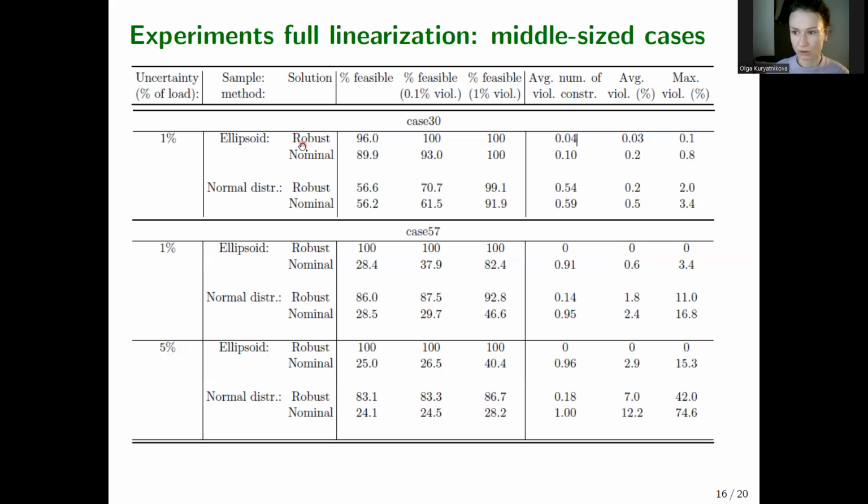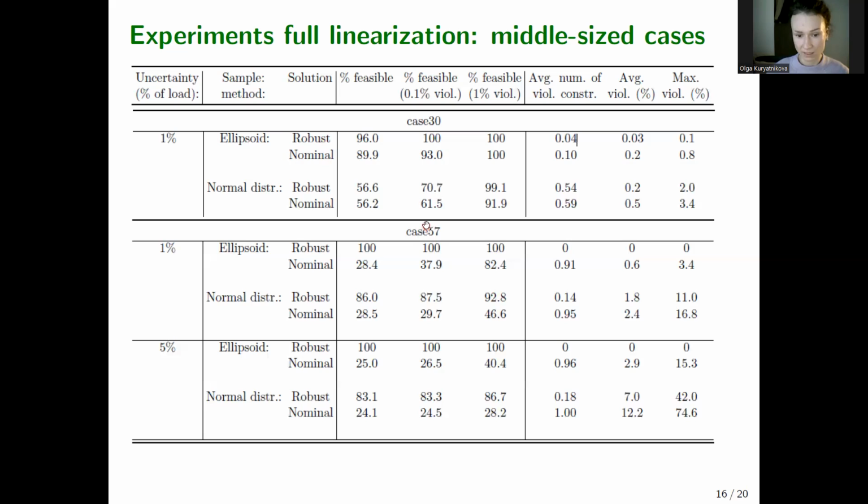That's why we don't report it. And SDP does not scale, so we also don't report it here. We only consider it, compare it with nominal. So robust still does better than nominal. If we look at the normal distribution, then we don't do better, at least in this case.